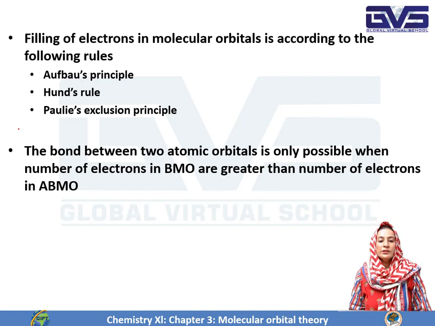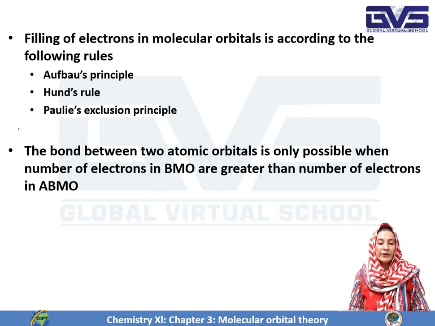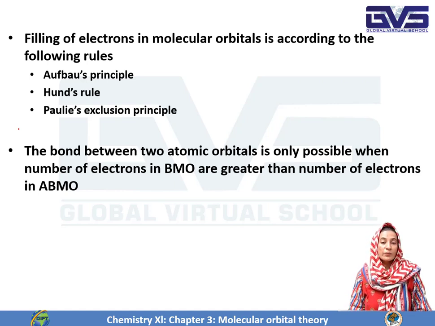And the bond between two atomic orbitals is only possible when the number of electrons in the bonding molecular orbital is greater than the number of electrons in the anti-bonding orbital. This will be explained a little more when we apply these postulates to explain the bonding between diatomic molecules. If electrons in the bonding molecular orbital are higher than in the anti-bonding, then a bond will be formed. Otherwise, a bond will not be formed.